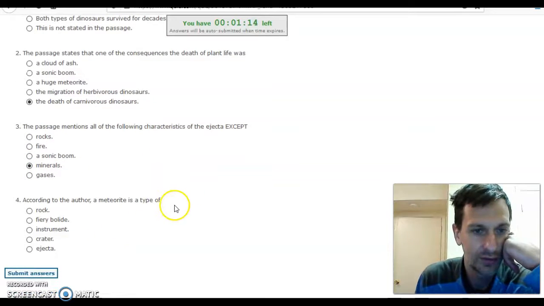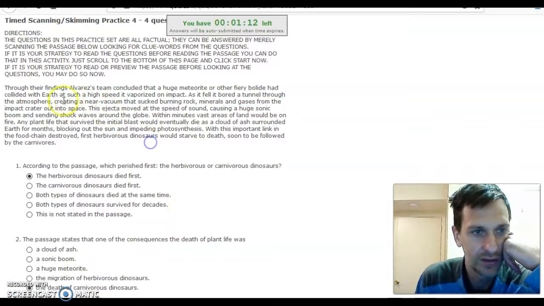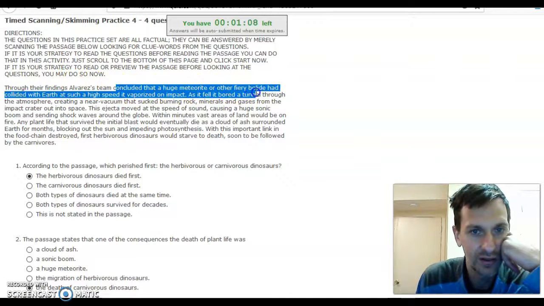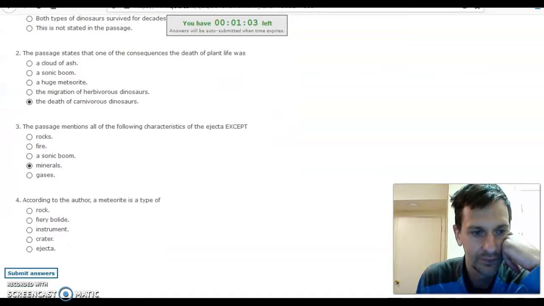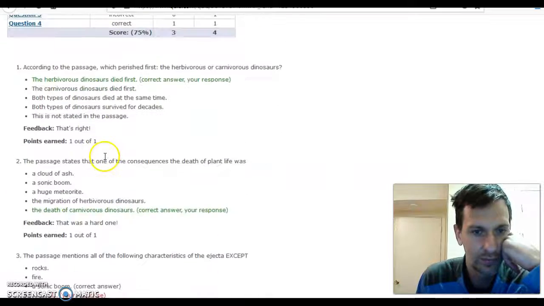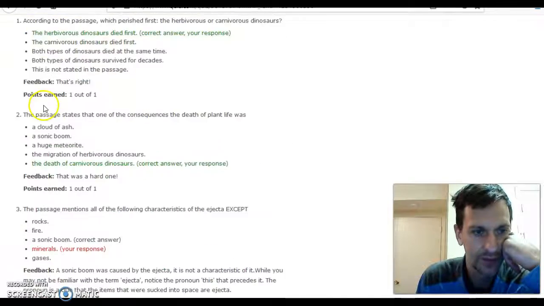According to the author, a meteorite is a type of what? All right, what is a meteorite? I conclude a huge meteorite or fiery bolide that can collide with the Earth. So, fiery bolide, here's our answer, boom. All right, so we messed up one.